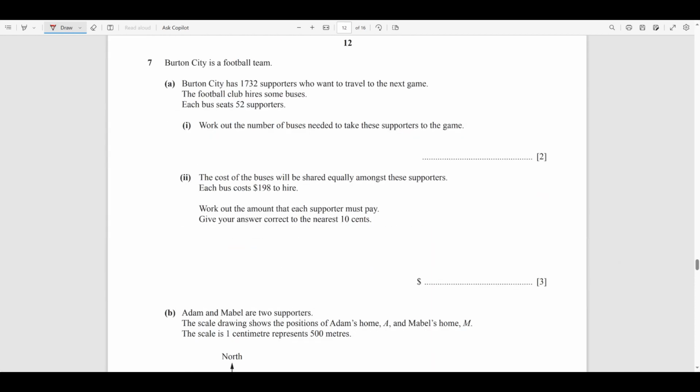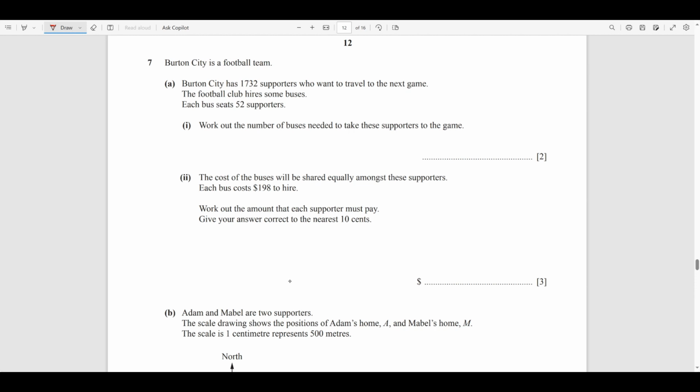Burton City is a football team. Burton City has 1732 supporters who want to travel to the next game. The football club hires some buses. Each bus seats 52 supporters. Okay, so this is again great because if you plan to take more supporters to the game, you will have to have more buses, right? So it's a direct proportion case, remember cross multiplication.